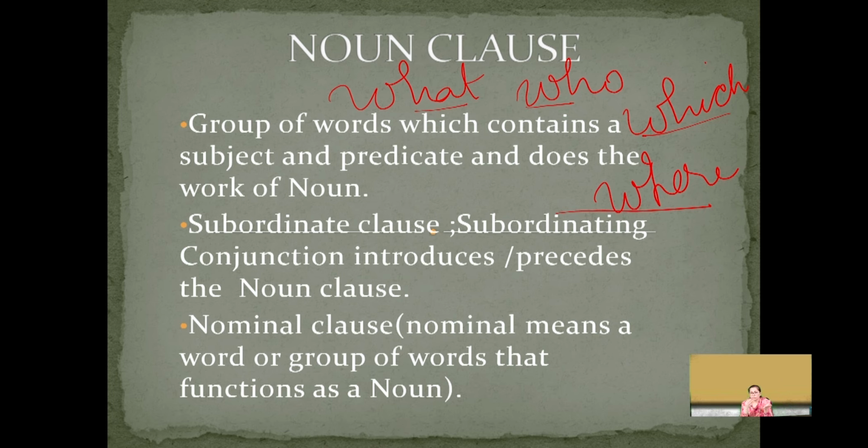Now, a noun clause is also a nominal clause. And what does this word nominal mean? Nominal means that it is a group of words that is functioning as a noun. So your key to this is that a group of words that functions as a noun is going to be a noun clause.